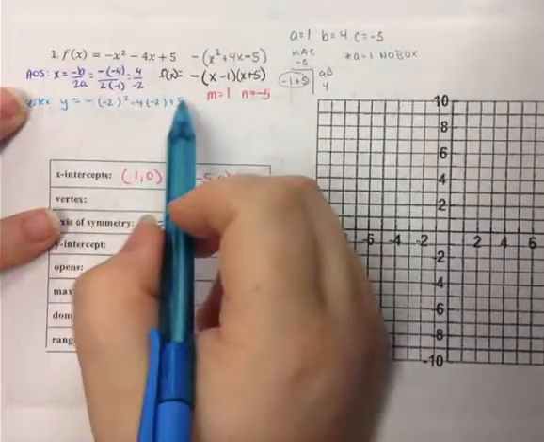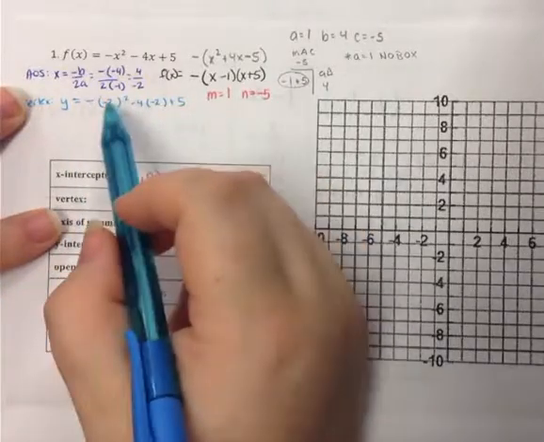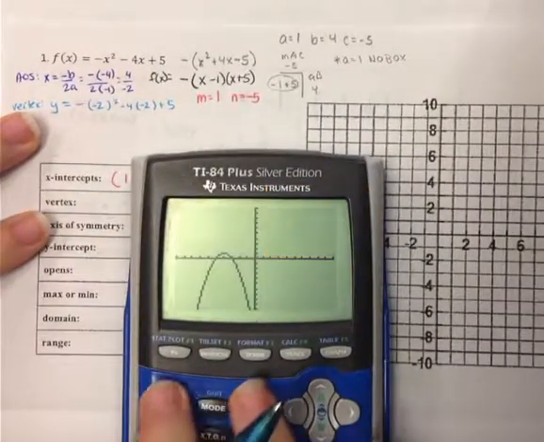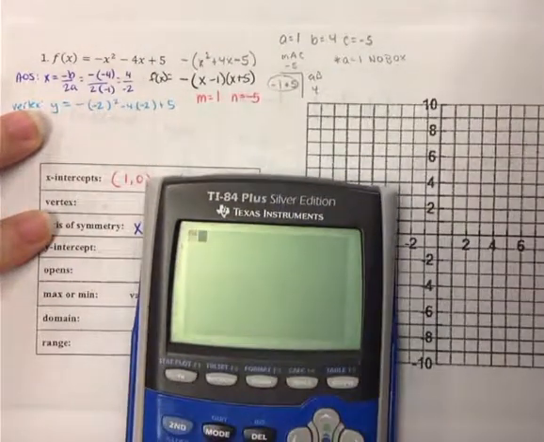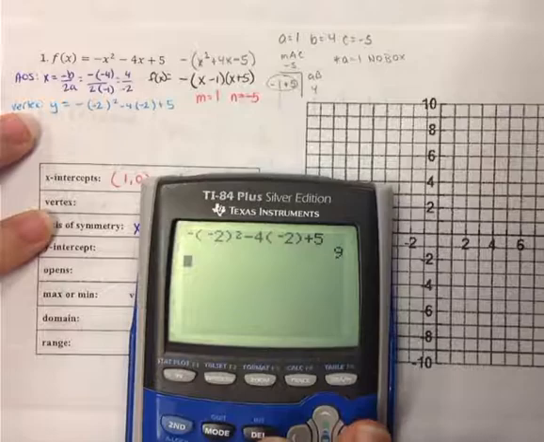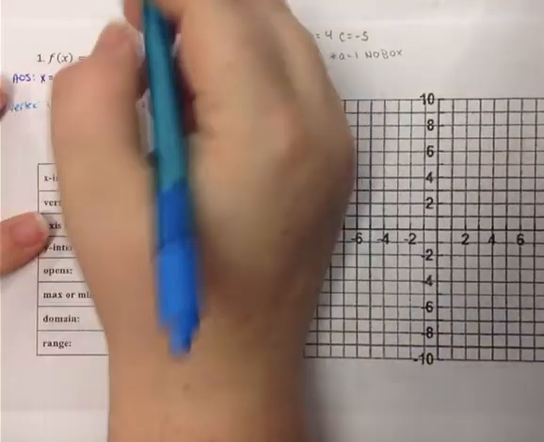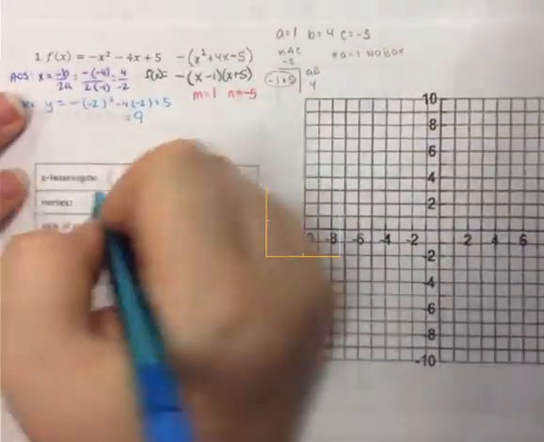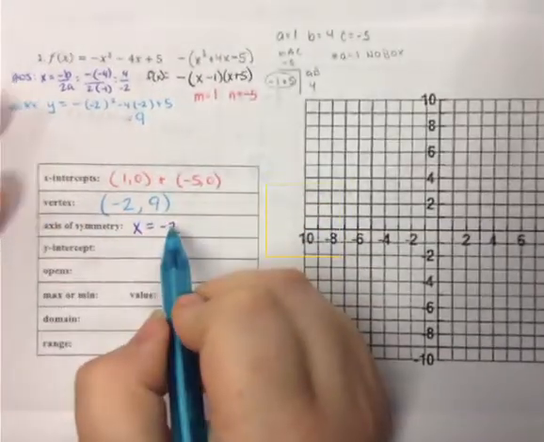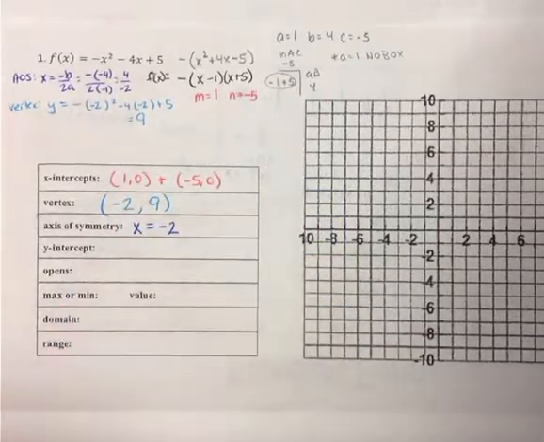You can plug this straight into your calculator, into the home screen, so that you can actually just find that value. So I'm going to have negative, parentheses, negative 2, close parentheses, squared, minus 4 parentheses, negative 2, parentheses, plus 5. Enter. I get a positive 9. So that means the y value of our vertex is a positive 9. So our vertex is at (-2, 9), because again, the x comes from the axis of symmetry.